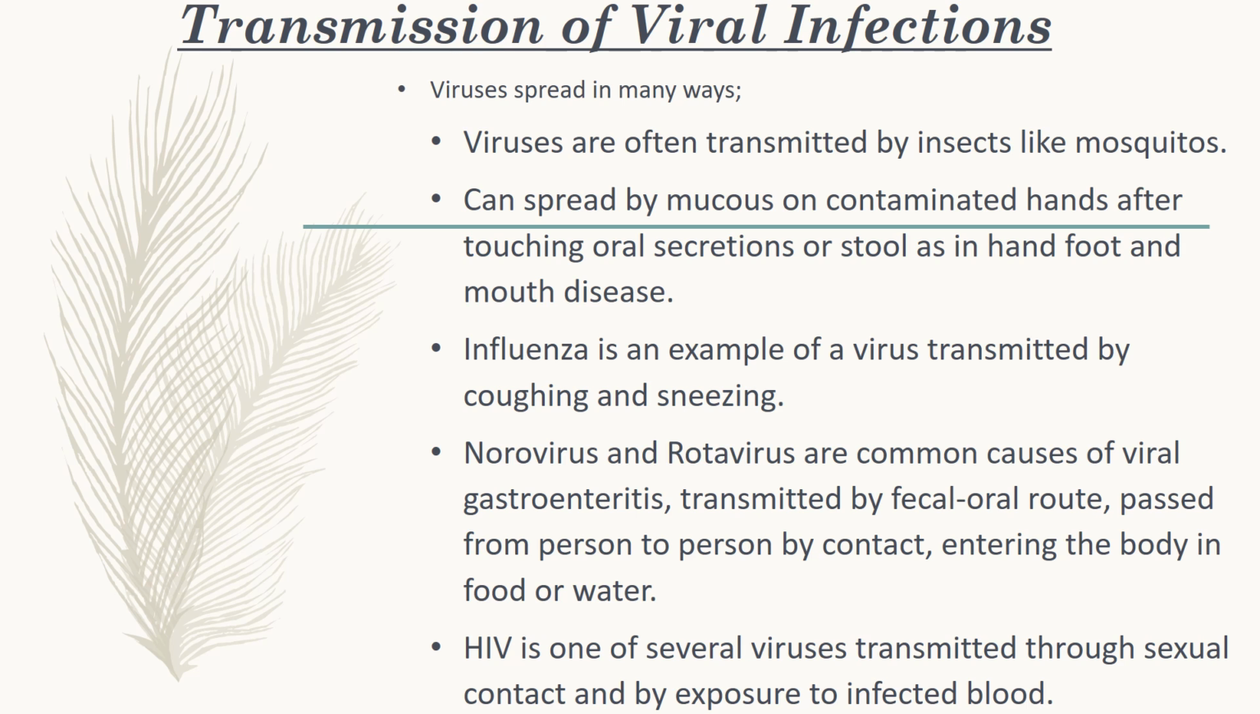Influenza is an example where coughing and sneezing it can be transmitted. Norovirus and rotavirus are common examples of gastrointestinal infections. And of course, HIV is an example of a virus through sexual contact or exposure to blood. Another one that's been in the news a lot lately is the Zika virus. And again, that's through a mosquito and causing great concern, especially for women who are pregnant.